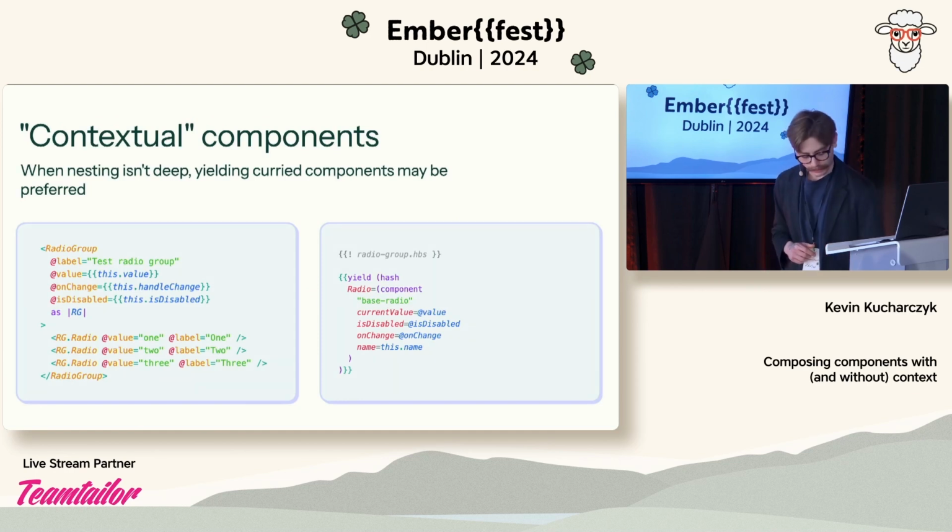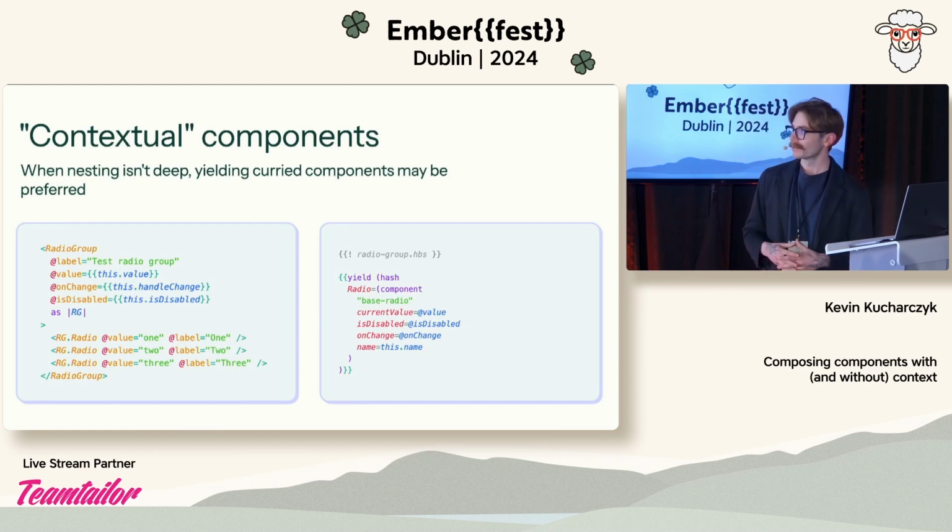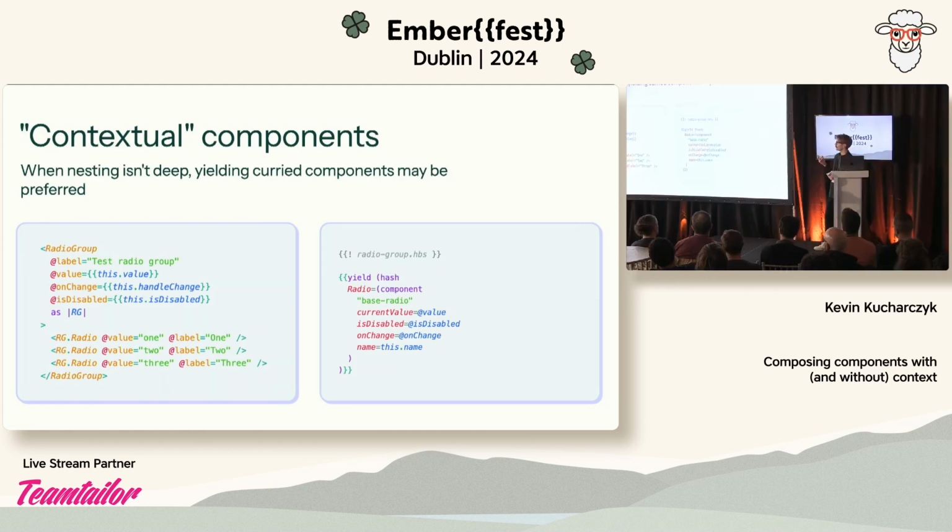There's contextual components, which is not context components like I described a couple of slides before. This is what we name this pattern in Ember where we use the yield keyword with the component helper to make a component available to the caller that's already got some arguments pre-filled. We say we curry that component, and then the caller can use that as if it was any other component, skipping some of the arguments.